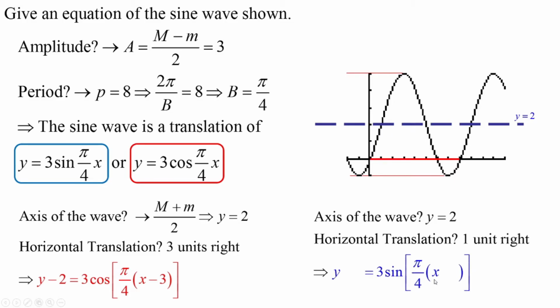And now let's set up the same way. So far, the only difference is instead of cosine, I am using sine, which we still have the same amplitude. We still have the same period, giving us a b of pi over 4. The only thing that changed was the horizontal translation. We slid 1 unit to the right, so I'm going to take x and subtract 1. The axis is still 2, so my k is still 2. So I translated vertically 2 units up, so I'm going to go y minus 2.